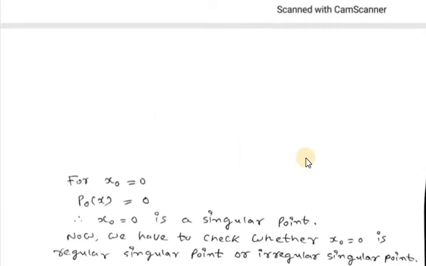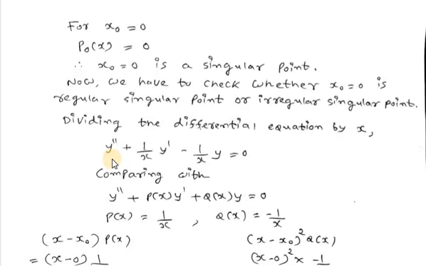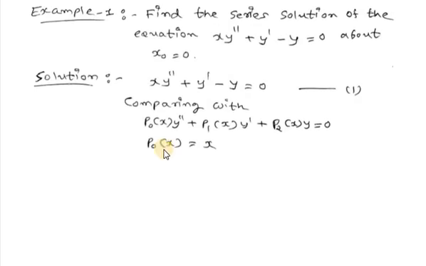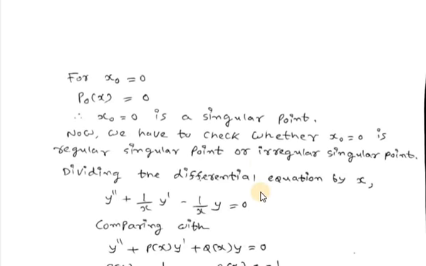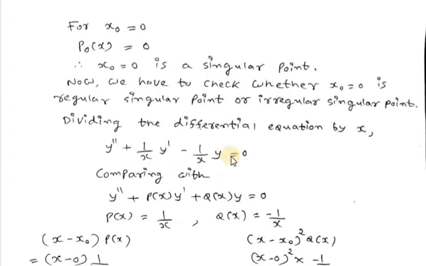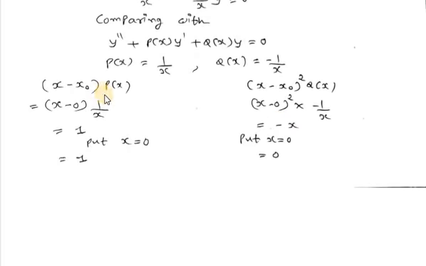So for p of x and q of x, we will divide the given differential equation by the coefficient of y double dash. Here the coefficient of y double dash is x. So we will divide equation number one by x. So we have y double dash plus 1 over x into y dash minus 1 over x into y equals 0. Now we will compare this differential equation with the standard form y double dash plus p of x y dash plus q of x y equals 0. So by comparison, we have p of x equals 1 upon x and q of x equals minus 1 upon x.